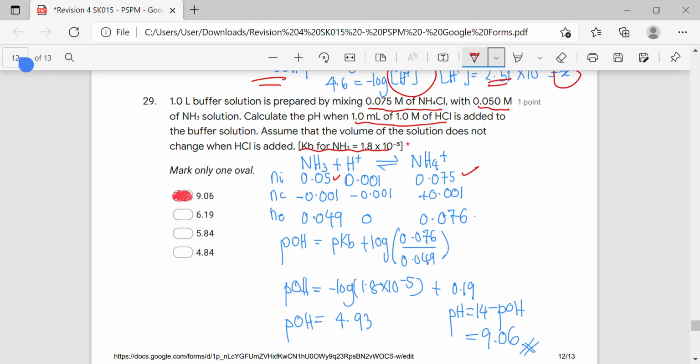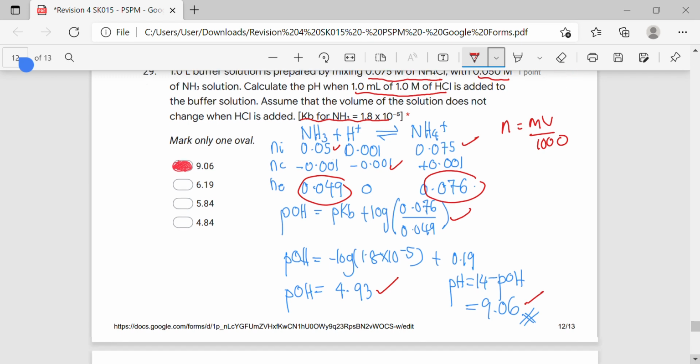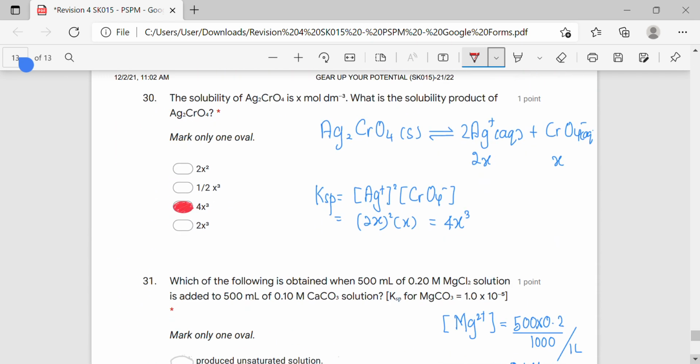So calculate mole untuk HCl, MV over 1000. So dapatlah 0.001 untuk H+. So ini habis. So finally kita ada NH3 dengan NH4+. Substitute dalam formula basic buffer solution. So POH 4.93. So untuk kira pH 14 minus. Okay, then this one untuk solubility product.